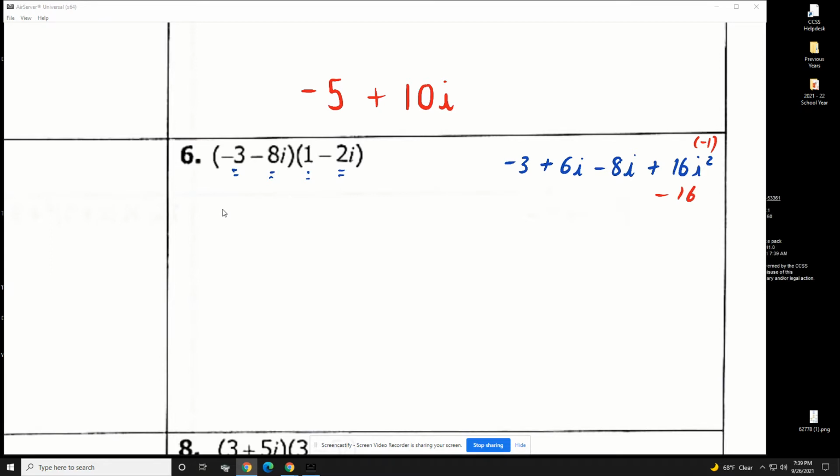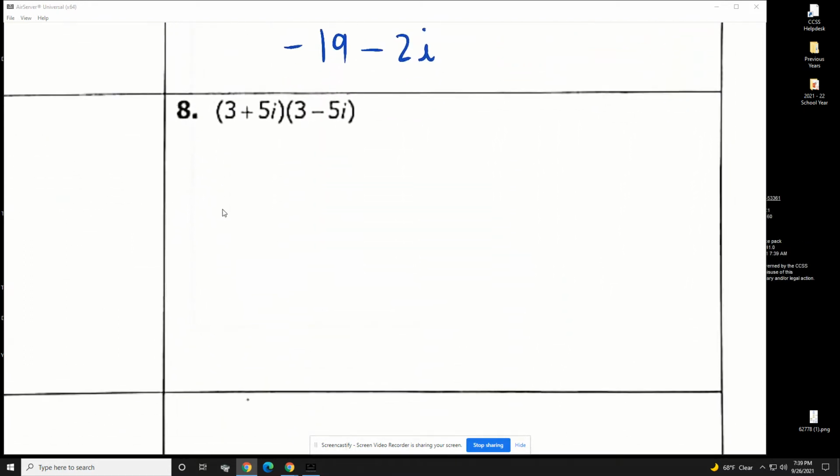So let's write this thing in standard form. You got your -3 minus 16. Those are our real parts. That's -19. And then you've got your positive 6i minus 8i. Well, that's -2i, so minus 2i. So -19 minus 2i.